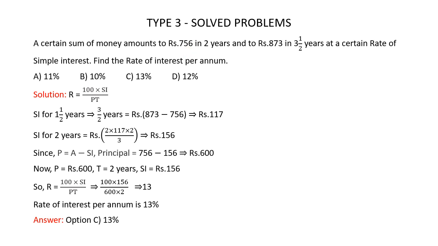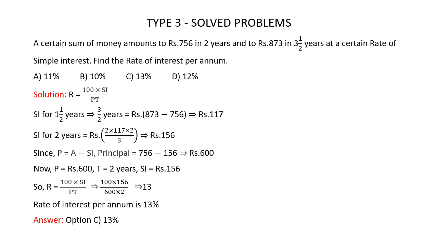This means simple interest for 1.5 years is equal to rupees 117. Now 1.5 years is nothing but 3 by 2 years. So simple interest for 3 by 2 years is rupees 117. Now here we are asked to find the rate of interest per annum, which can be found out using the formula R is equal to 100 multiplied by SI divided by PT.